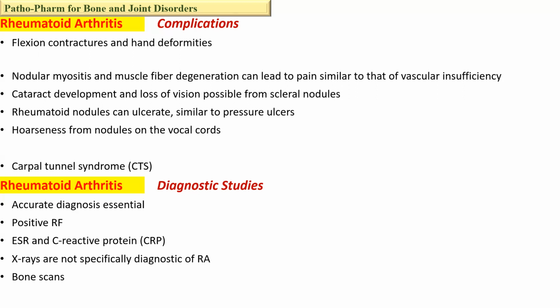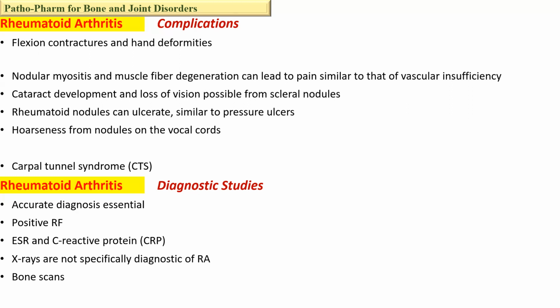Diagnostic tests or studies. It's very important that we accurately diagnose the patient with rheumatoid arthritis for appropriate treatment or prevention of unnecessary disability.